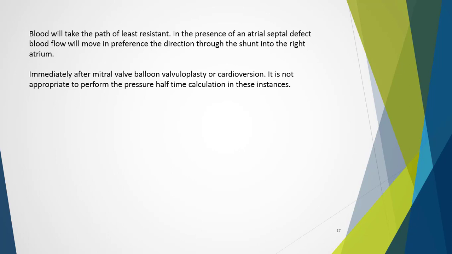In the presence of an atrial septal defect, blood may move in the direction of the shunt into the right atrium or through the stenotic mitral valve. As flow will take the path of least resistance, significant blood flow may move through the shunt and thus reduce maximum velocities of the mitral flow profile, and thus the deceleration slope that is measured. Also, immediately after mitral valve balloon valvuloplasty or cardioversion, left atrial compliance and function will be affected. It is not appropriate to perform the pressure half-time calculation in these instances.